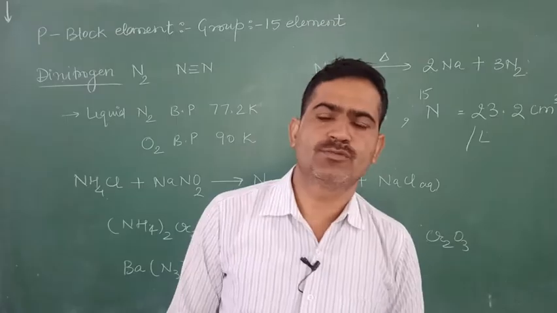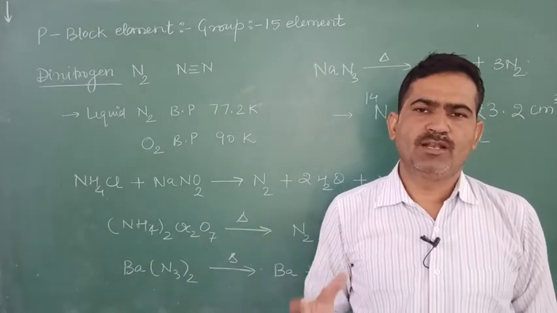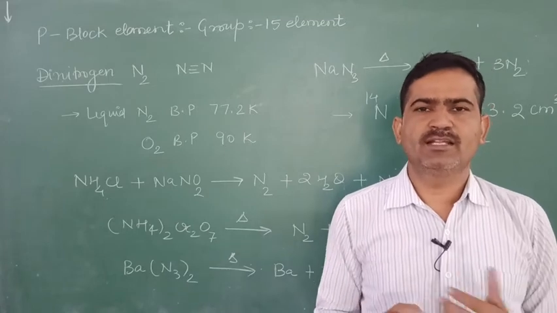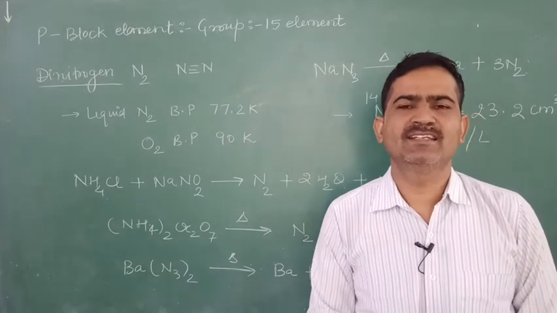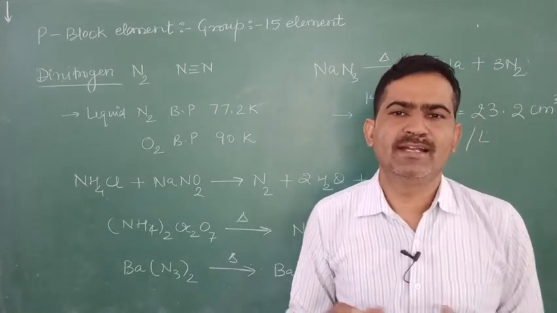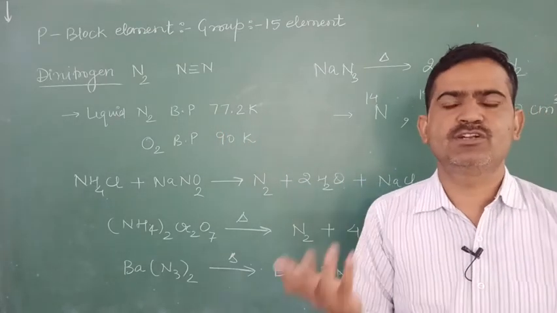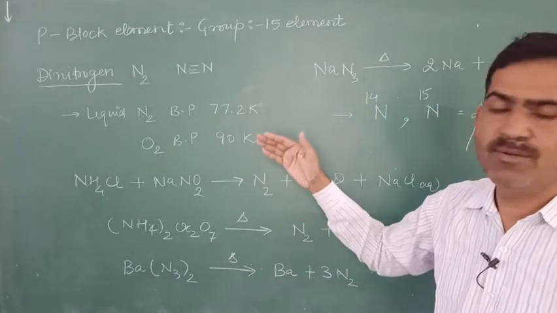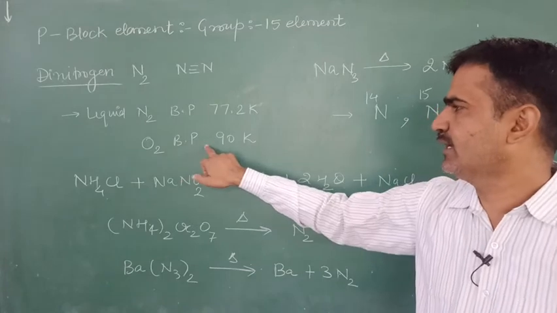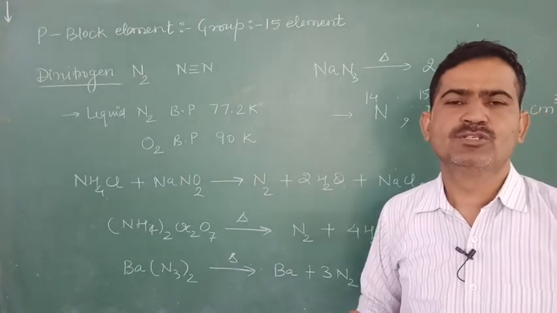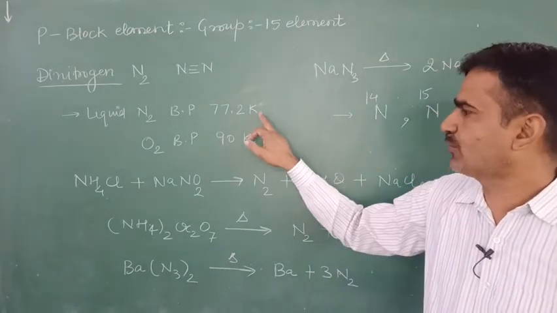Liquid nitrogen is formed by the fractional distillation of air. We will liquefy the air and start the fractional distillation. The first element that separates from the air is dinitrogen, N2, with a boiling point of 77.2 Kelvin, and it is distilled off first. The second element distilled from the liquid air is oxygen, with a boiling point of 90 Kelvin. So the first gas that is distilled off is nitrogen.